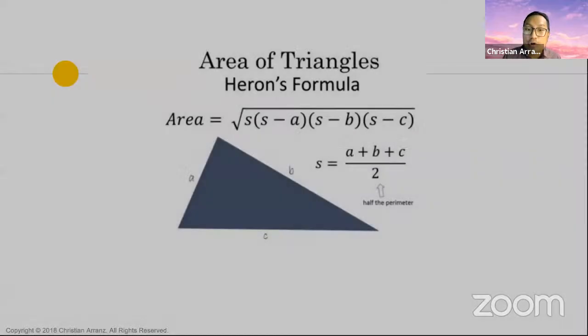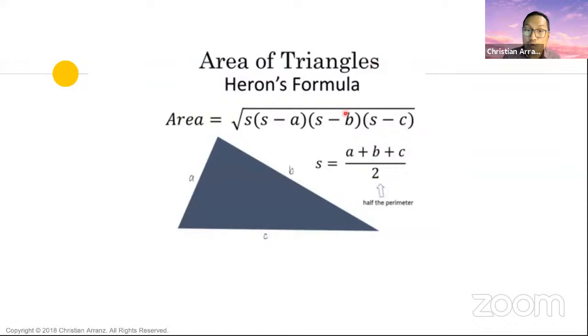If you recall, I'm not sure if you're familiar with Heron's formula. This is Heron's formula. If you have an irregular triangle with no base and height, you can use this. How do you get the area of the triangle using Heron's formula? You name the sides A, B, and C, and then you have a quantity S, which is equal to the sum of those sides, A plus B plus C, all over 2.